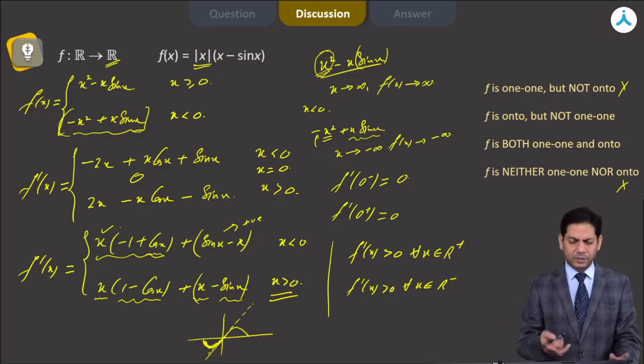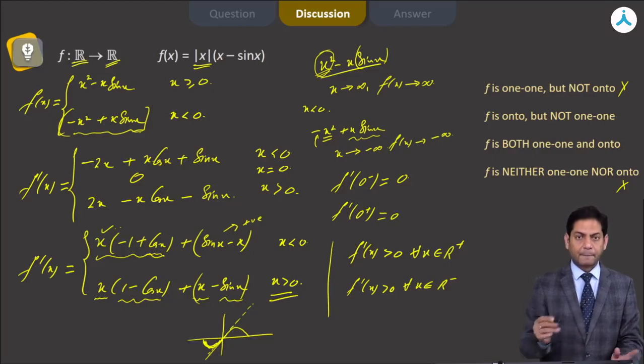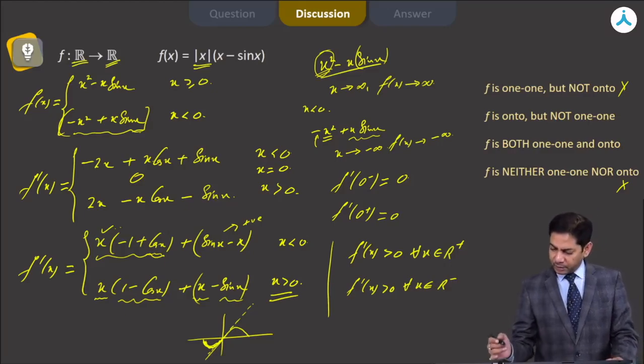At x is equal to 0, it is coming out to be equal to 0. So it doesn't matter. We can say that this function is always increasing. Always increasing, that means this is a 1 to 1 function on the given domain, which is R. So we should mark our answer as 1 to 1 and onto both. That is option C.